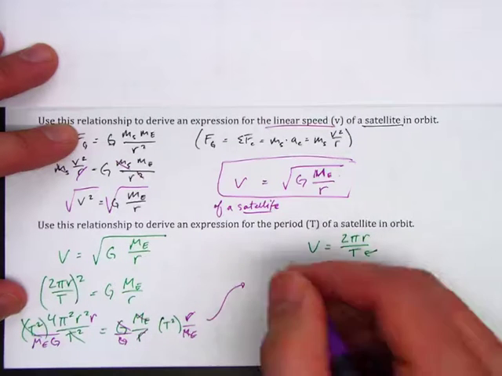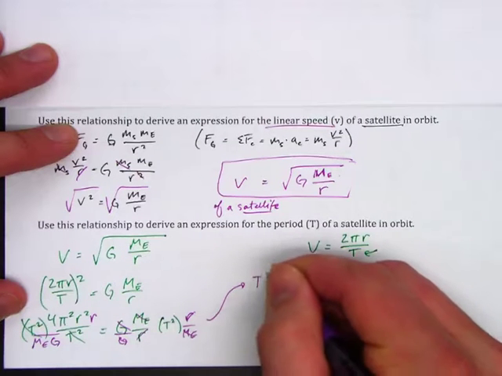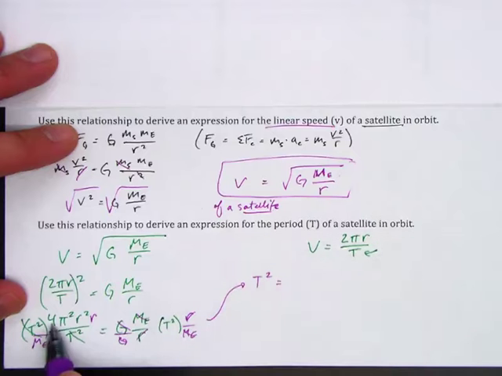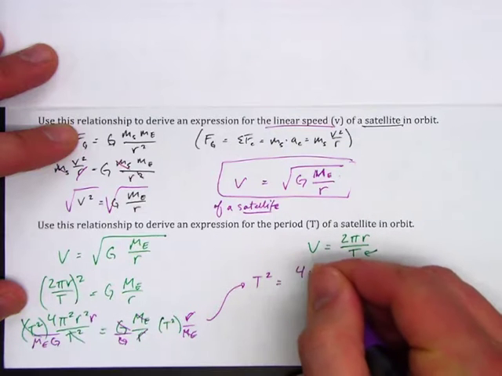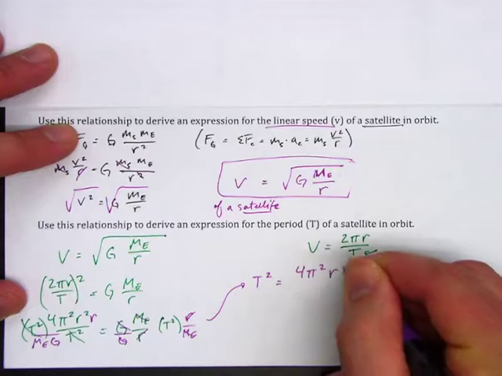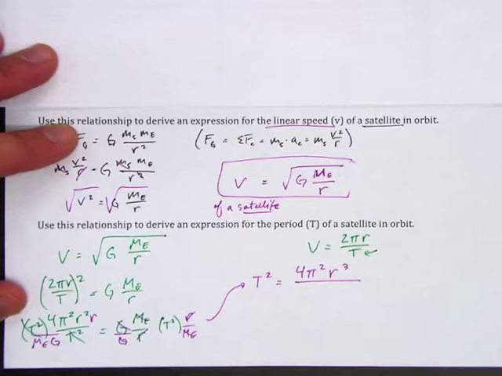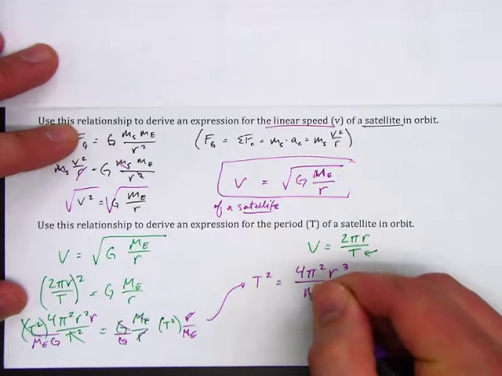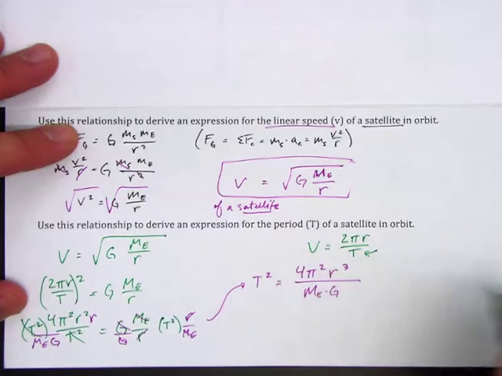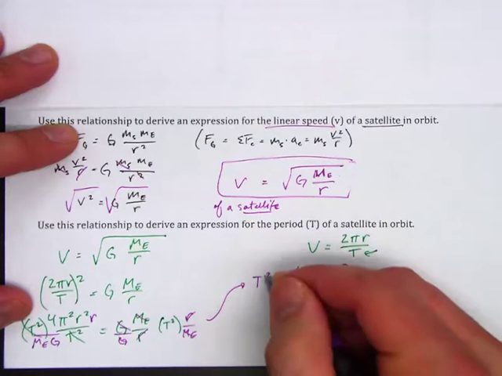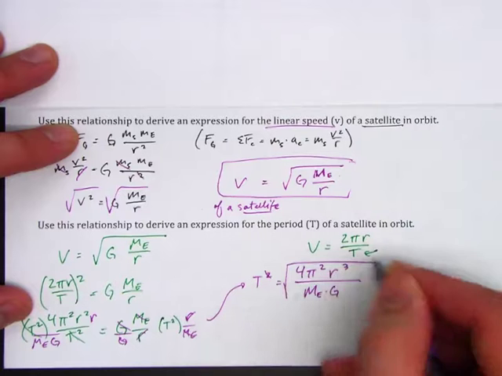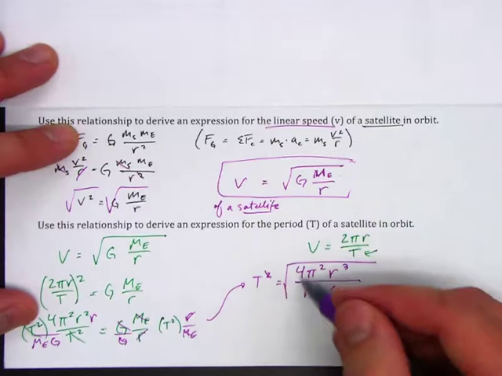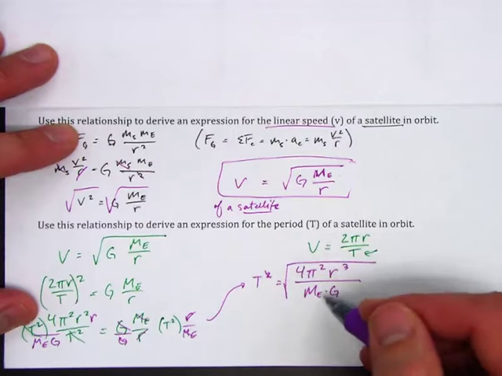So I get T squared on one side is equal to, and I'm left over here with 4 pi squared r squared times r, which is 4 pi squared r cubed, divided by the mass of the Earth times G, the universal constant. And I can square root both sides, and you'll get that T is the square root of 4 pi squared r cubed over the mass of the Earth times G.